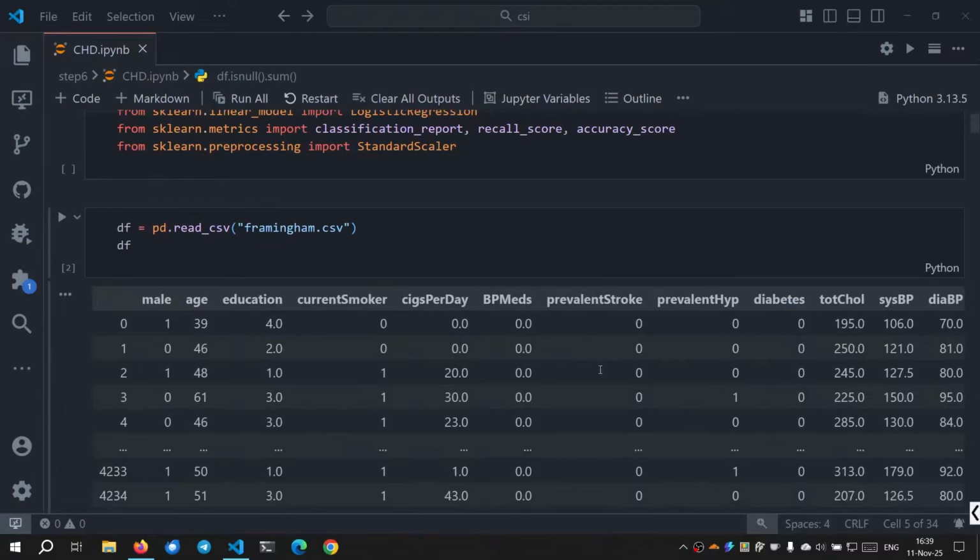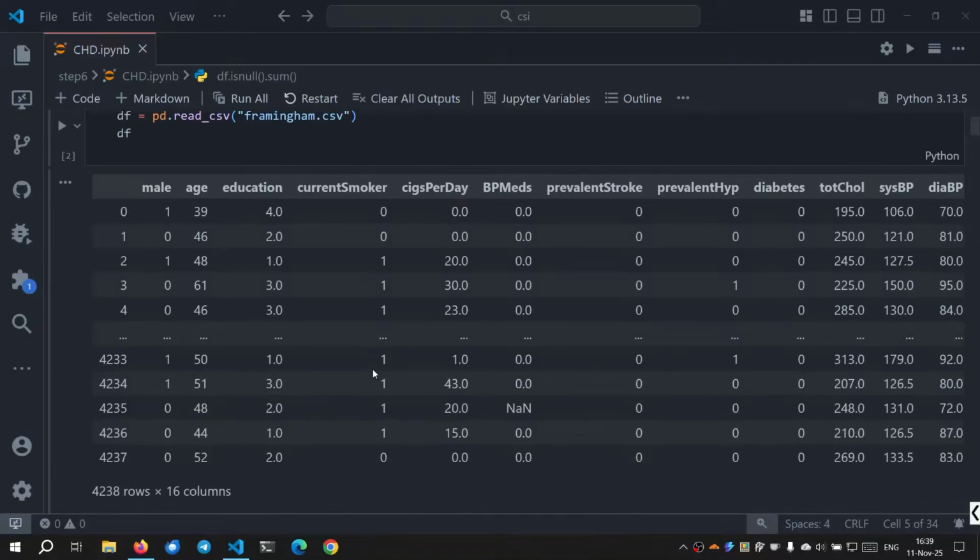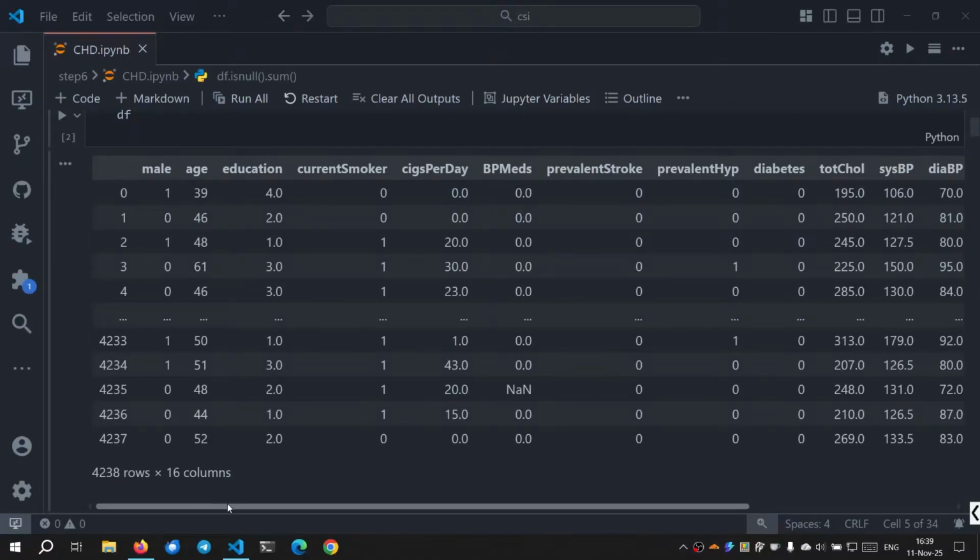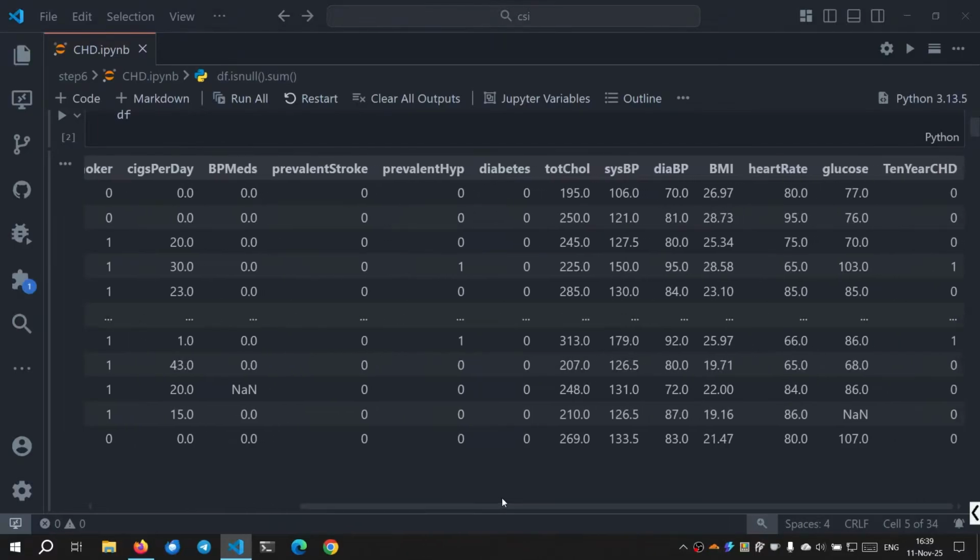So the data is in CSV form. Lovely. We love a CSV data set. You can see here we have a bunch of columns. We have sex, presented here by male, where 1 is male and 0 is female. We have age, education, current smokers, cigarettes per day, whether they are on some medication, if they've had a stroke, if they have diabetes, their cholesterol, their blood pressure, and so on and so forth.